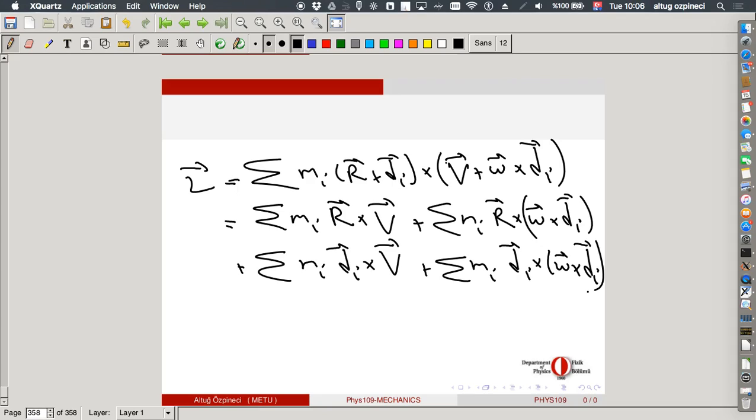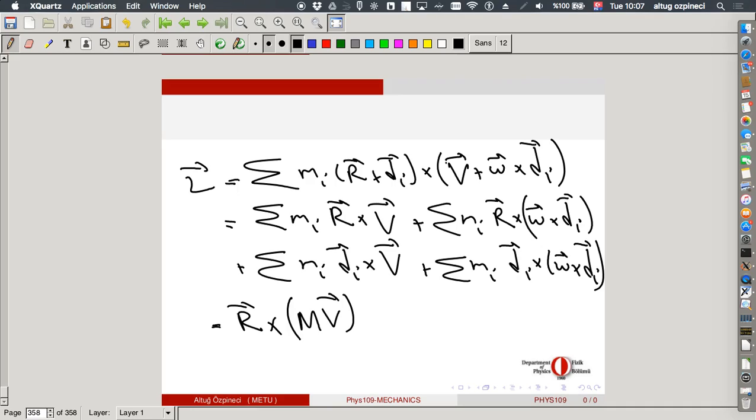Okay, I have all these terms. Now let's try to make sense out of them. The first one. Well, this r is just the position of my axis. It doesn't depend on which point mass I'm considering on my object. V is the velocity of my axis. Again, it is independent of this summation. So I can just take them out of this summation sign. So the sum over mi just gives me the total mass of my system. This is equal to r cross m times v.